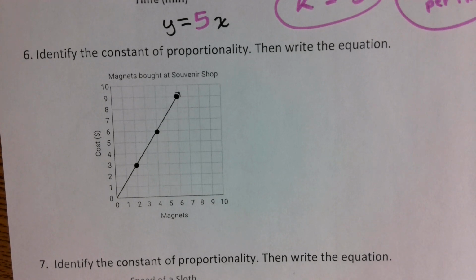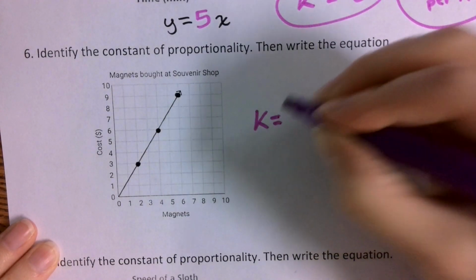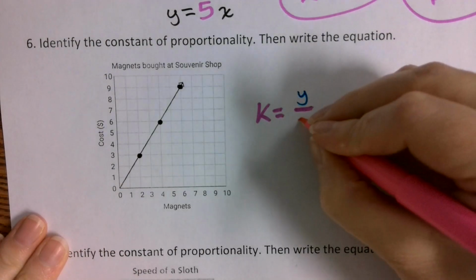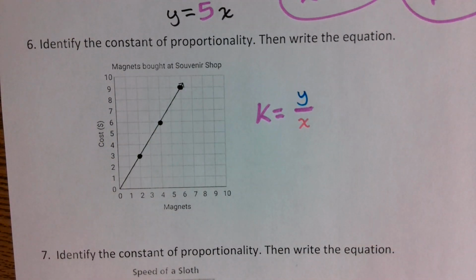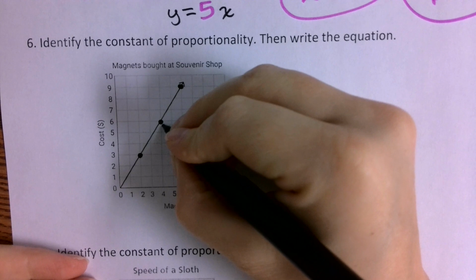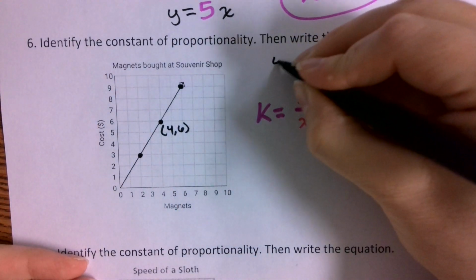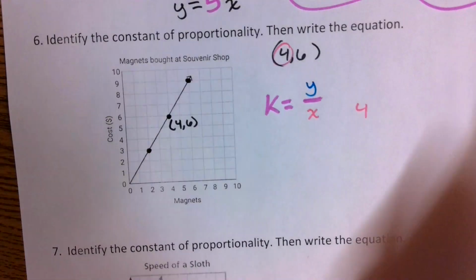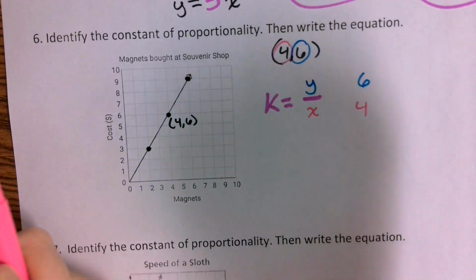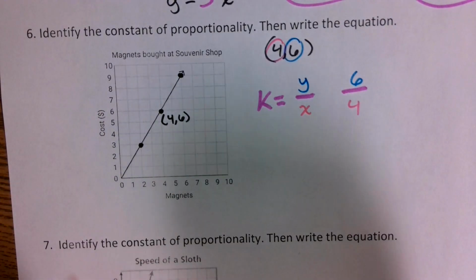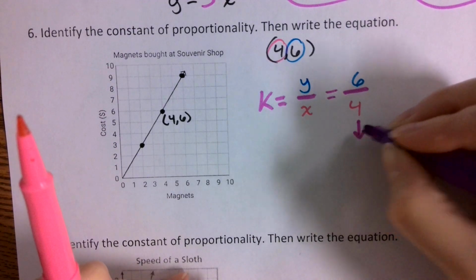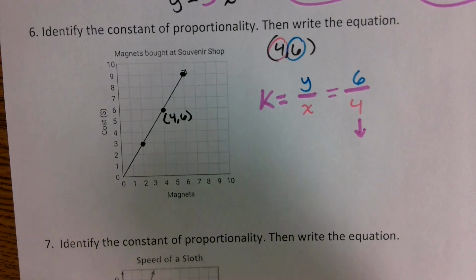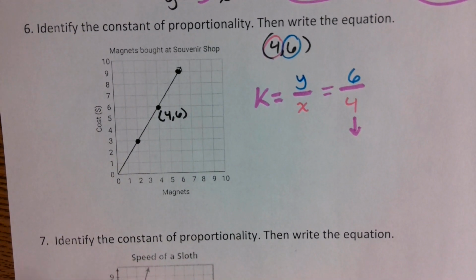So remember, the k value for proportionality is going to be equal to your y value over your x value. So if I were to pick the point, let's say I picked this point, I'm going to pick the 4, 6. So if I picked 4, 6, then that means my x is a 4 and my y is the 6. And if I simplify that, that's going to simplify down to 3 over 2, or 1.5 over 1.